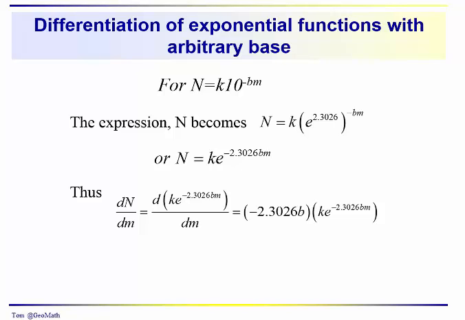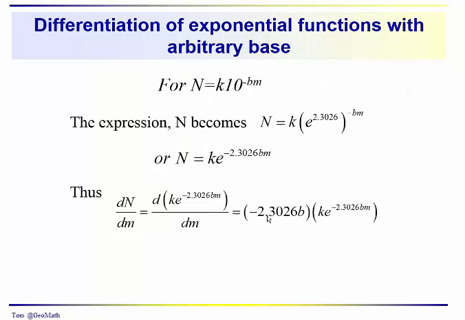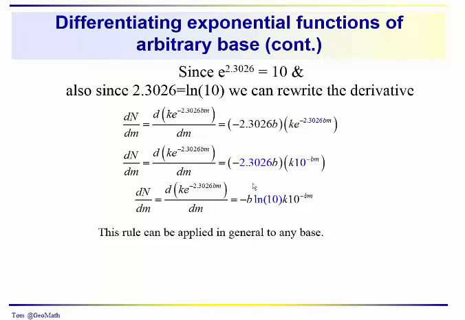B is a constant. Okay, so since e to the 2.3026 is equal to 10, just come back and look at this, we have e to the 2.3026 in here, we have 2.3026 in here. And e to the 2.3026 is 10, and 2.3026 is the natural log of 10. We can rewrite that derivative.